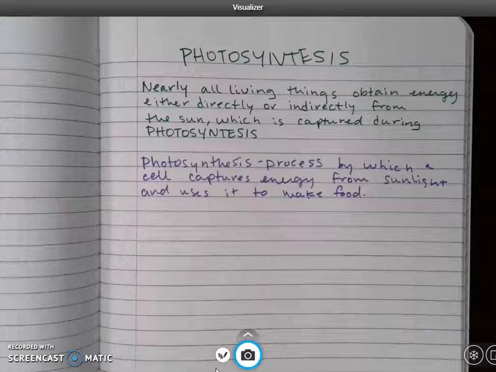We are beginning photosynthesis. Nearly all living things obtain energy either directly or indirectly from the sun. That energy is captured from the sun during the process of photosynthesis. The technical definition is the process by which a cell captures energy in sunlight and uses it to make food. So it captures that energy from the sun and uses it to make food.